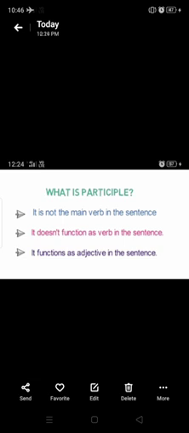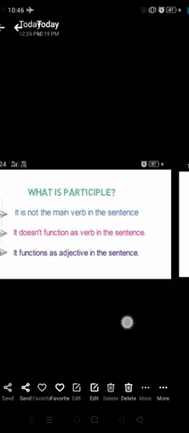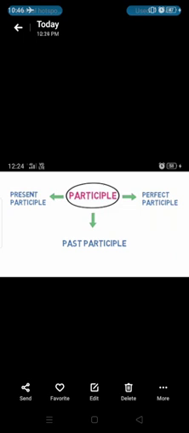So what is a participle? Now it is not the main verb in the sentence. It doesn't function as a verb in the sentence, but it functions as an adjective in the sentence. Now, when I say adjective, what is the work of an adjective in the sentence? It modifies the noun. This is what you have to remember, okay? Participles modify a noun because they act like an adjective. So the work of an adjective is to modify a noun. There are three types of participle. They are the present participle, the past participle, and the perfect participle.